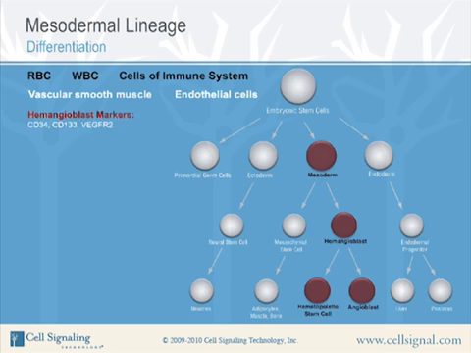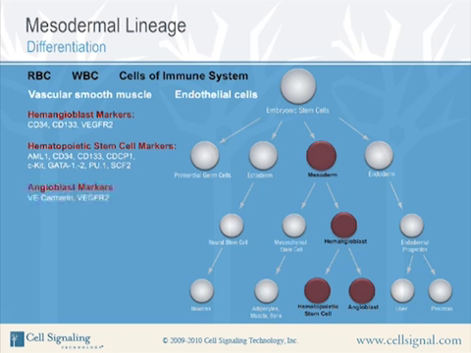Markers of the hemangioblast include CD34, CD133, and VEGF receptor 2. Markers used to identify hematopoietic stem cells are AML1, CD34, CD133, CDCP1, c-KIT, GATA1 and 2, PU.1, and SCF. The angioblast can be identified using antibodies directed against VE-cadherin and VEGF receptor 2.